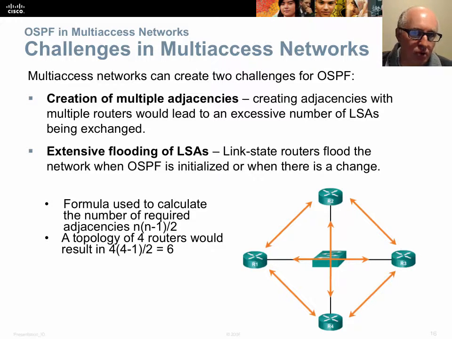So in every multi-access network, there will be an election, and one of the routers will be designated as the designated router. It will, for good measure, always try to elect a backup designated router as well. So what will happen then is the LSAs will be sent always to the designated and backup designated router only, and they will then distribute them out to the other routers.